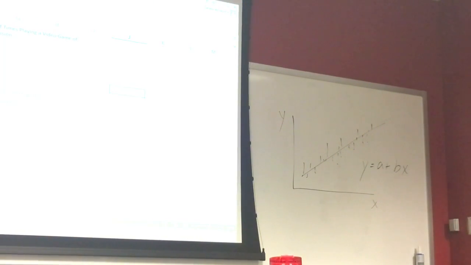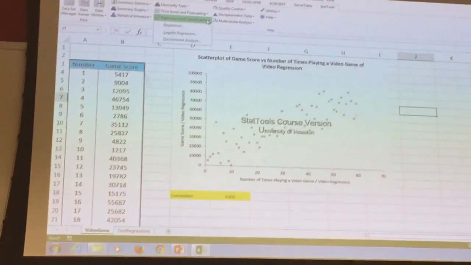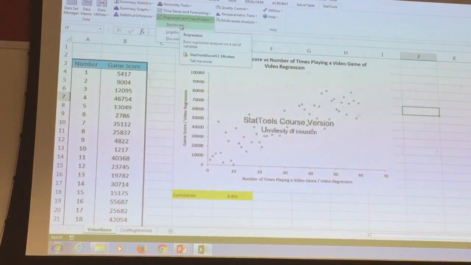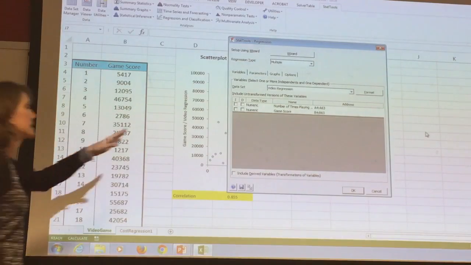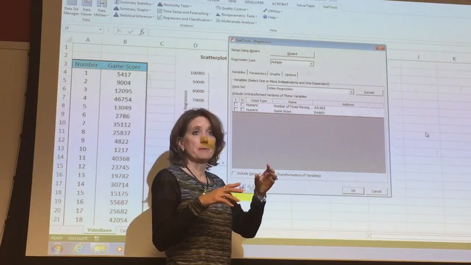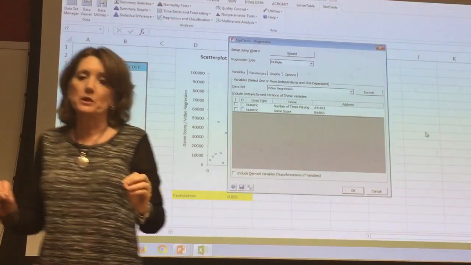Okay, so I'm going into regression, classification, drop down, and I'm choosing regression, just plain regression. All right, a couple of things. I know I've referred to this as simple regression, and I know up here it says multiple regression. Leave it on multiple regression.